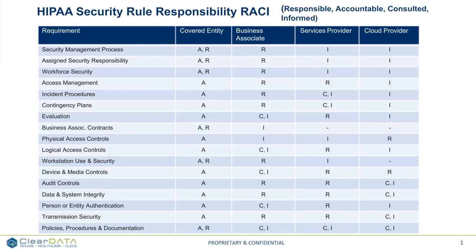Audit controls, for example. Accountable, the covered entity needs to know how access to the data has happened. Patient, again, has a right to know the disclosures of their PHI. So if they use a business associate, the business associate is partially responsible for helping them adhere to those requirements, and so is the service provider and the cloud provider. So just a way to look at the HIPAA security rule in a little bit different way.